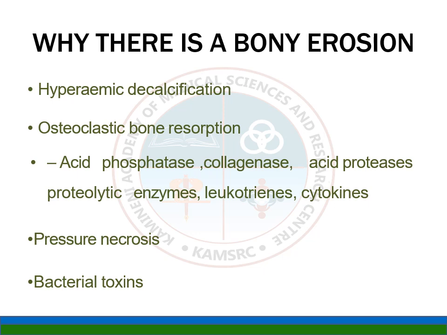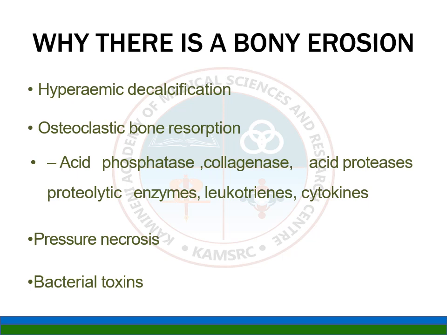So why is there bony erosion? Why does it erode the bone? The following mechanisms are most important. One is hyperemic decalcification. It decalcifies the bone. The next is osteoclastic bone resorption. With the activation of osteoclasts, it causes bone erosion. Why are osteoclasts activated? By a few enzymes like acid phosphatase, collagenase, acid proteases, proteolytic enzymes, leukotrienes and cytokines. The first two are most important. With these enzymes it causes erosion of the bone.